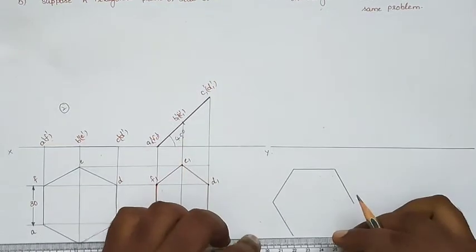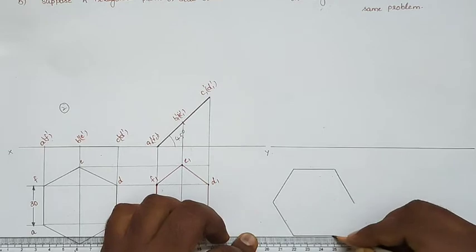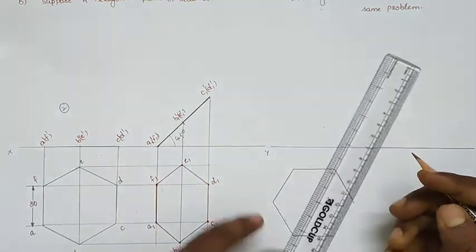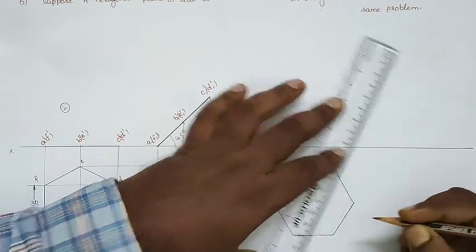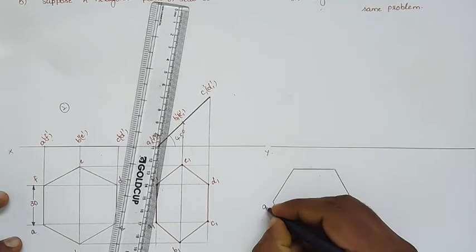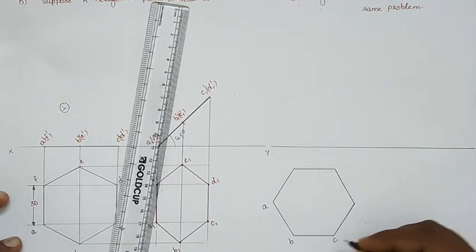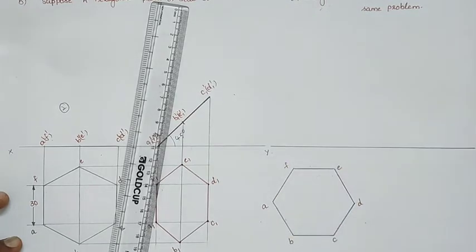Each angle should be 60 degrees, and we will construct a hexagon. The shape of the hexagon, when a corner is given, we will draw like that. A, B, so this is point C and this is point D, E and this is point F.